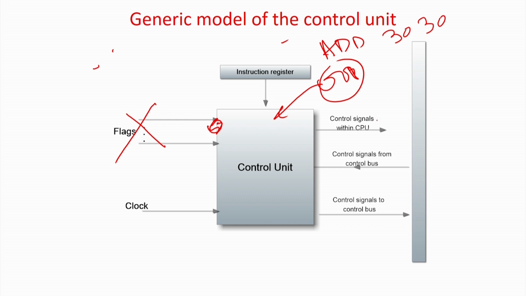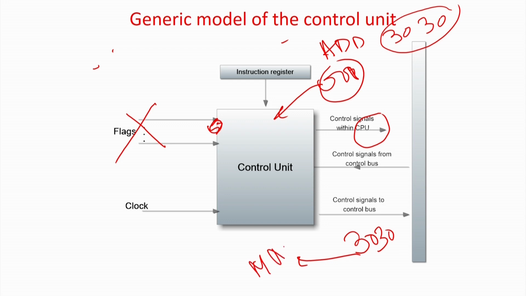So, it will first generate some input signals to the CPU, that the ALU has to be configured to an add mode. Fine. Then you have to read some data from 3030. Now, it will generate the address 3030, which will be fed to the memory address register, because you have to read from memory location 3030. They are now all internal CPU instructions, but actually you have to also generate a signal called read, because you have to read from the memory.